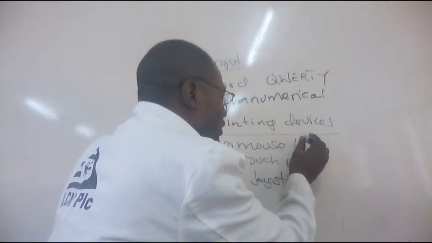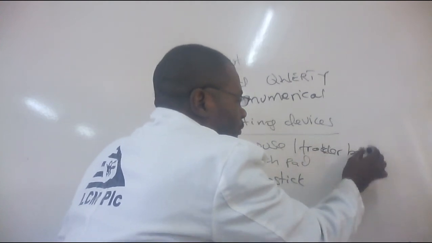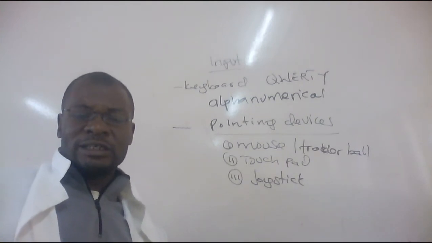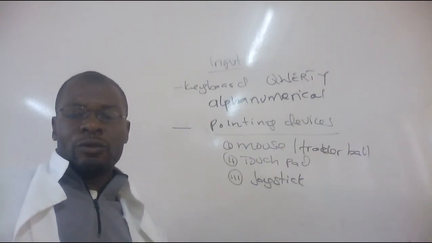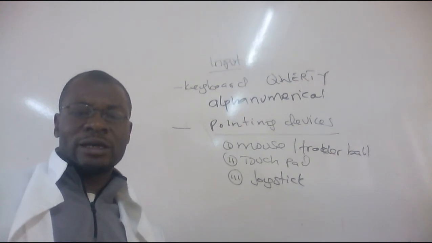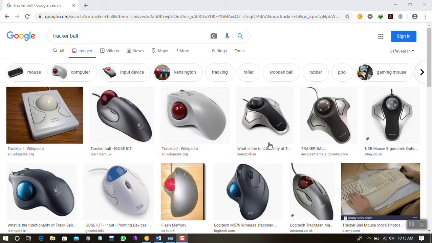It's also a mouse. It's a mouse which is upside down, in the sense that we normally push the mouse on the table for the cursor to move on the screen. But in the case of a trackball, we don't do that. All we do is just use the ball there, and things will start happening.